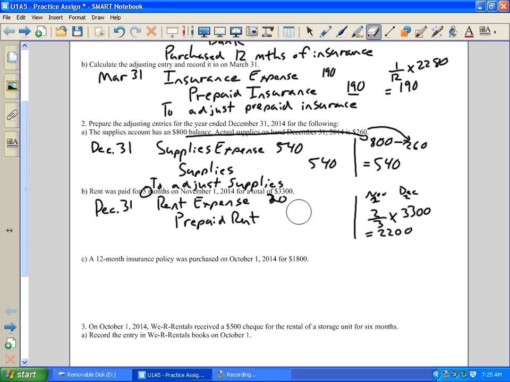Let me fix that, sorry. We're going to debit the rent expense for $2,200, which is what we calculated right here. And we're going to credit prepaid rent for $2,200, thereby reducing that amount by $2,200 from the 3,300 that should be sitting in there. And our description is going to be to adjust prepaid rent.